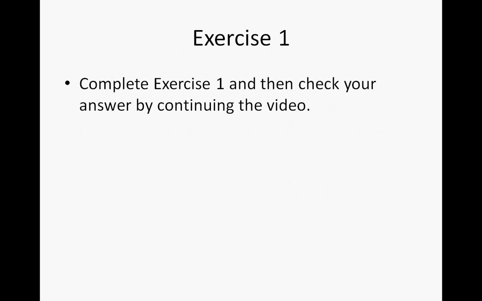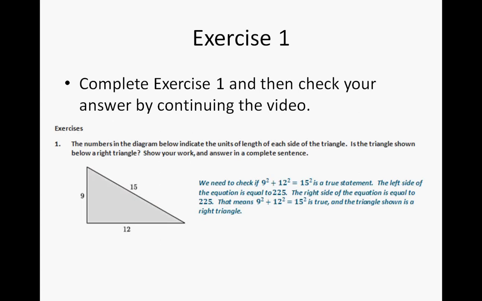So go ahead and complete exercise 1 and then check your answer by continuing the video. All right, for exercise 1, you should have come up with this answer. So the left side of the equation, if you set this up as 9 squared plus 12 squared equals 15 squared, is a true statement. The left side of the equation is equal to 225, and the right side of the equation is equal to 225. That means it's true, and the triangle shown is a right triangle.